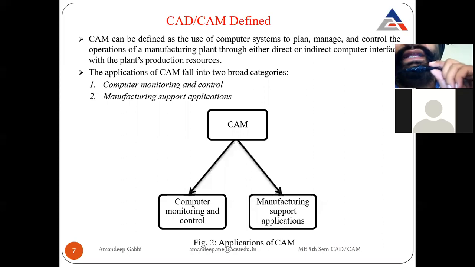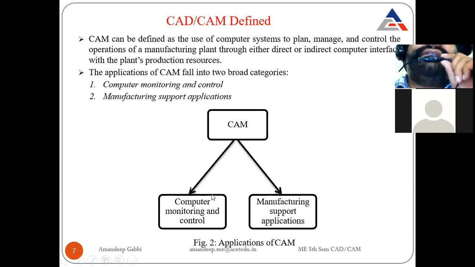If it is getting heated up, then you have to use coolant also. That is done with the help of the computer. The computer will automatically turn on the coolant if the process or that particular job is being heated up. So this is controlling the operations of a manufacturing plant through either direct or indirect computer interface. The application of CAM falls into two broad categories: computer monitoring and control, and manufacturing support applications.